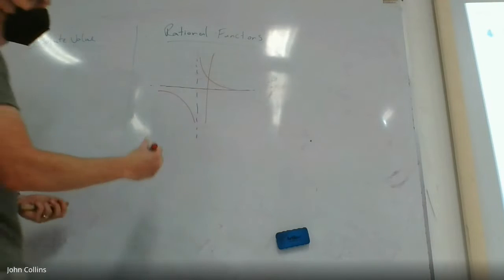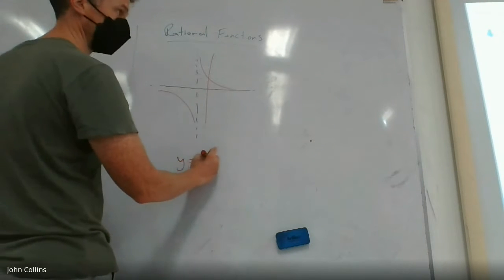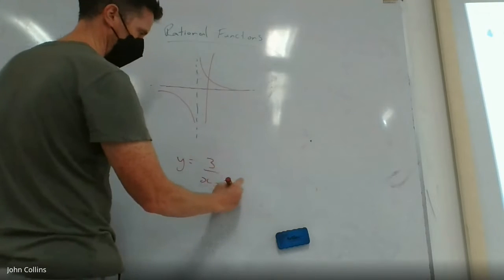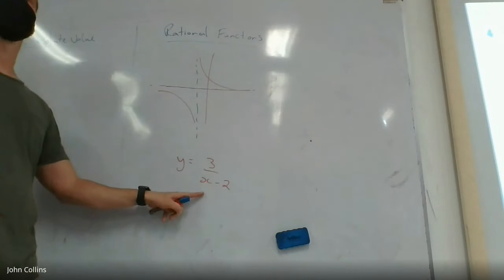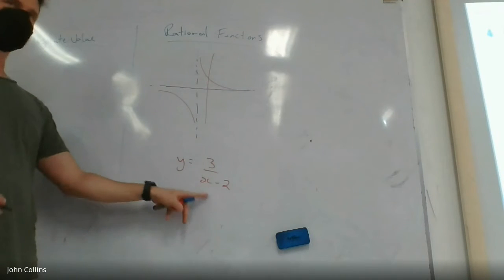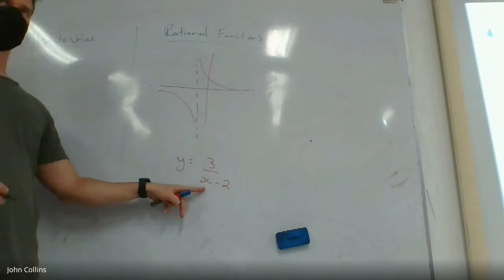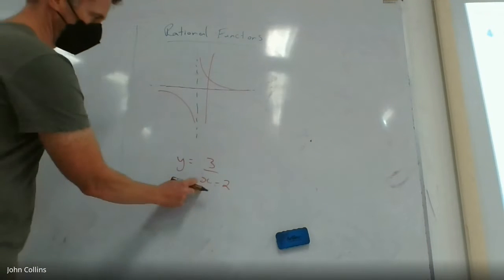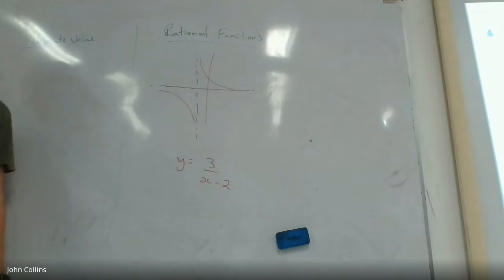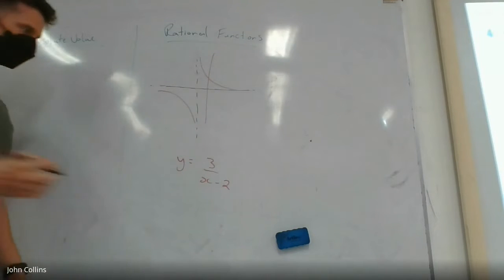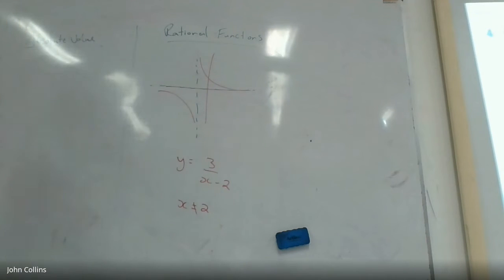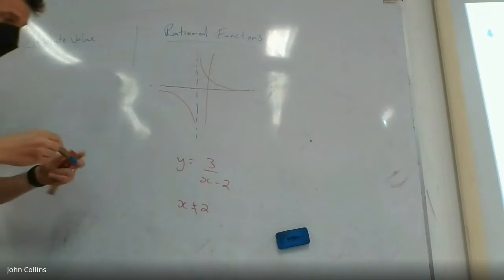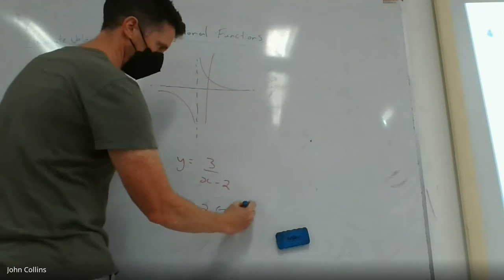So if we look at a function such as y is equal to 3 over x minus 2, x can be a load of values. The only value x cannot be is 2. Because 2 take away 2 gives 0 at the bottom of this fraction, and something divided by 0 is undefined. So x cannot be 2 for this particular function. That is called an asymptote.